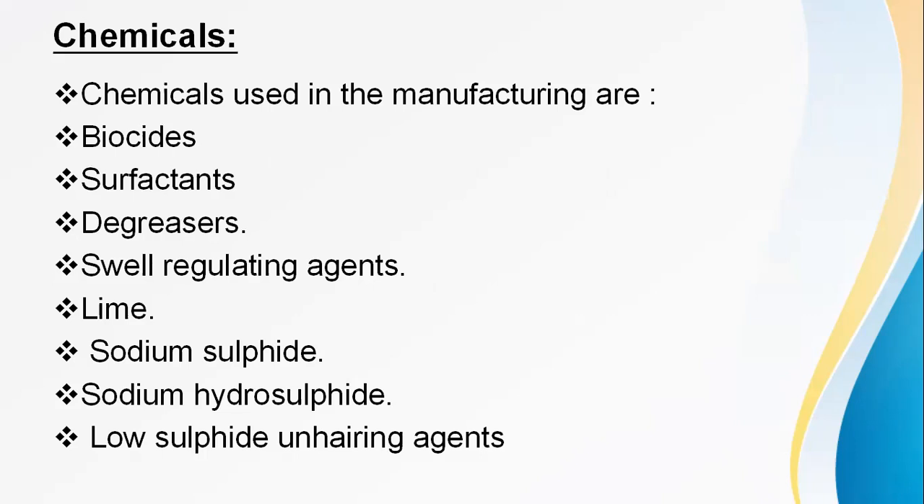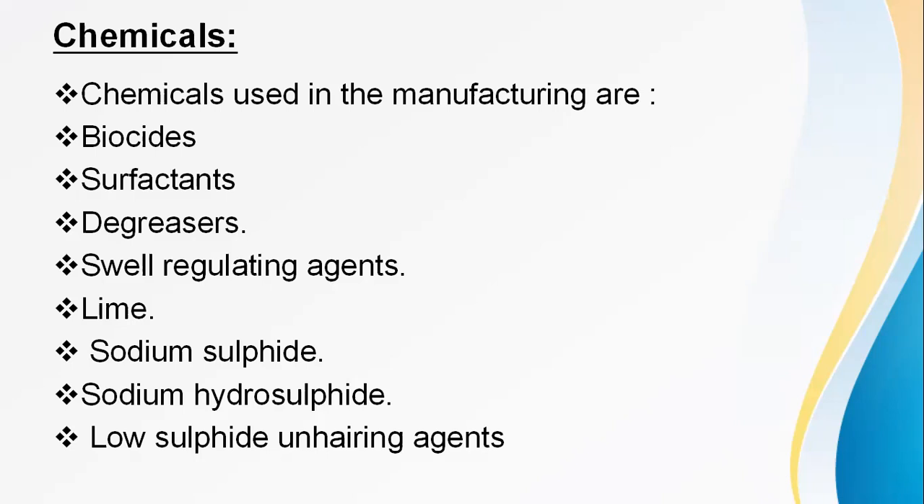The chemicals used in the manufacturing are biocides, surfactants, degreaser to remove the grease, lime to make the liming process, swell regulating agents so that the leather does not swell. They also use sodium sulfide, sodium hydrosulfide, low sulfide, and other agents. So these are the sort of chemicals used in the tanning industry.